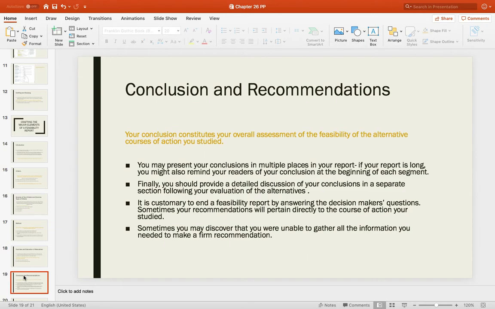For recommendations, it's customary to end a feasibility report by answering the decision maker's question, "What do you think we should do?" Because you will have investigated and thought about the alternatives so thoroughly, your readers will place special value on your recommendations. Depending on the situation, you might need to take only a single sentence or many pages to present your recommendations. Sometimes your recommendations will pertain directly to the course of action you studied: do this or don't do this. At other times, you may perform a preliminary feasibility study to determine whether a certain course of action is promising enough to warrant a more thorough investigation.